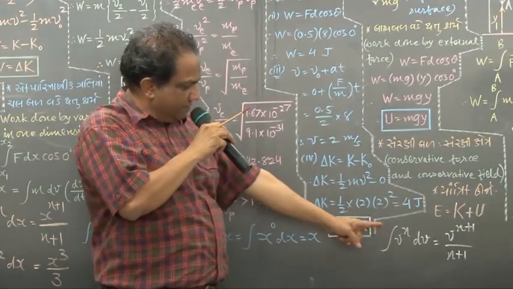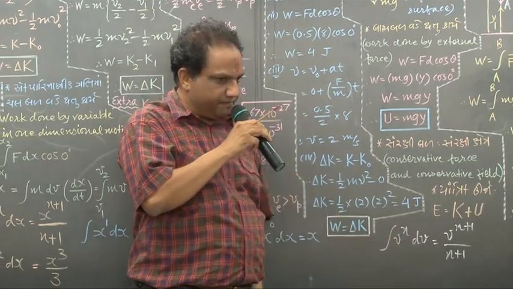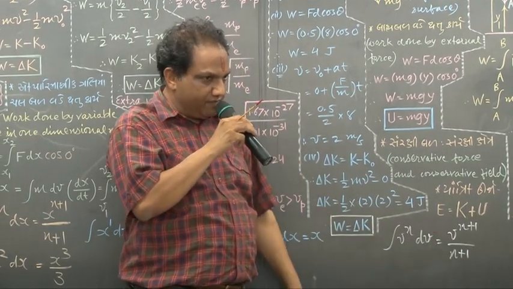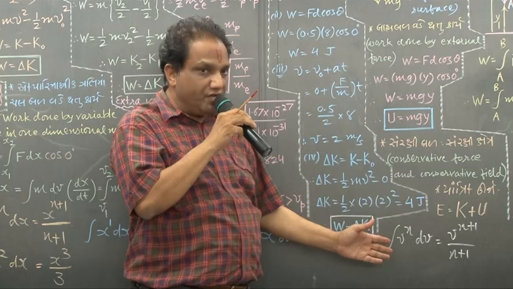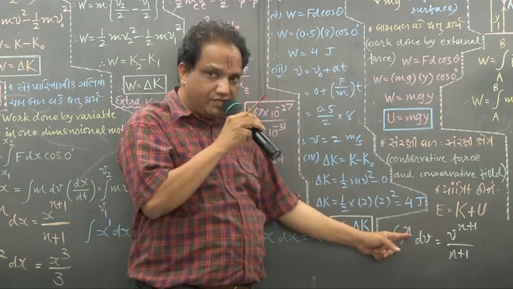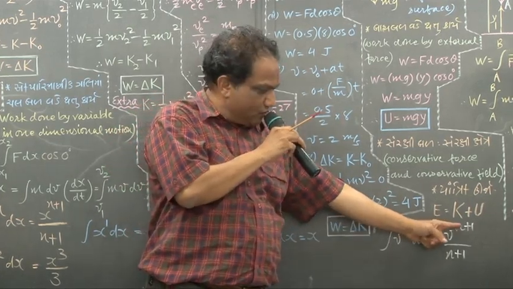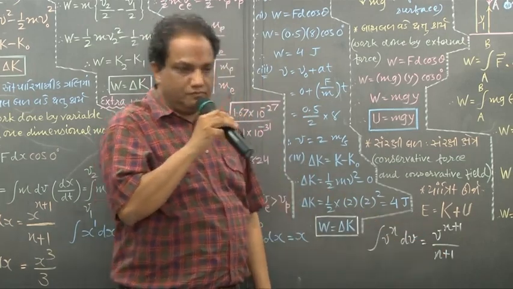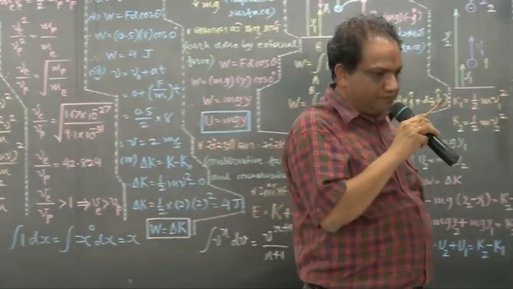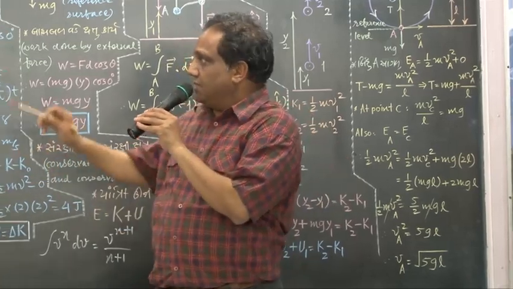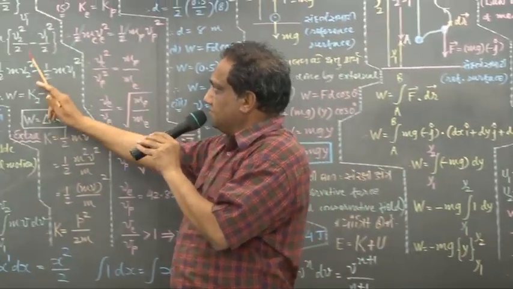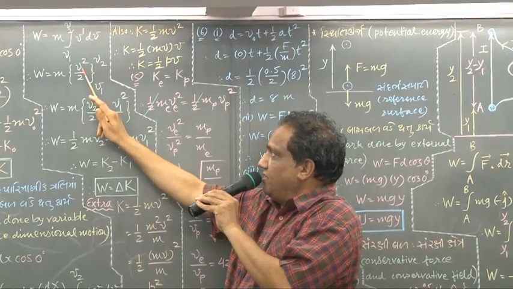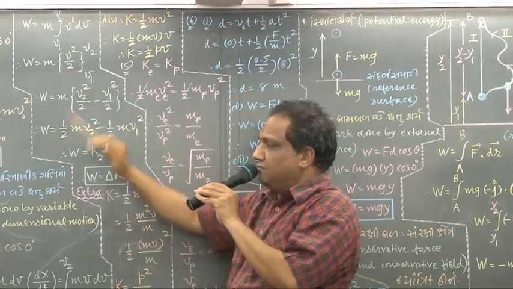After this you write down integration v dv. So v means v raised to 1, so n is 1. Put it here: v raised to 2 upon 2, v square by 2. The same thing is used here. Integration v dv, we have used v square by 2. Correct?